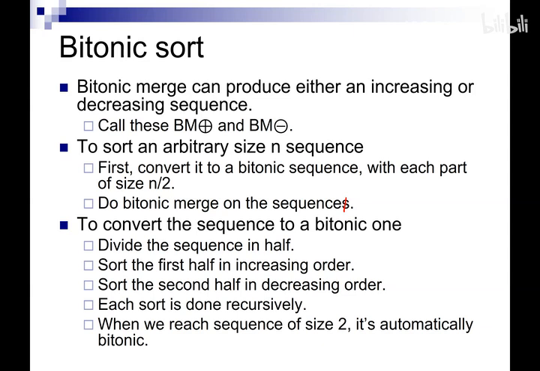So overall, we're given an arbitrary sequence. What you're going to do is divide this in half. You sort the first half recursively in increasing order, you sort the second half recursively in decreasing order, and then you do a bitonic merge on this overall increasing-decreasing sequence.